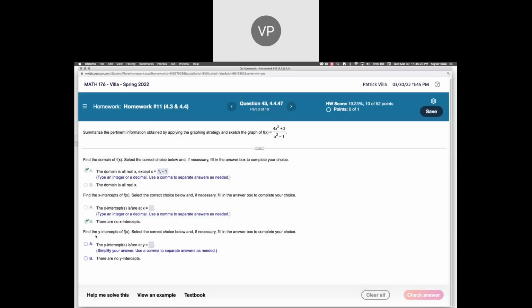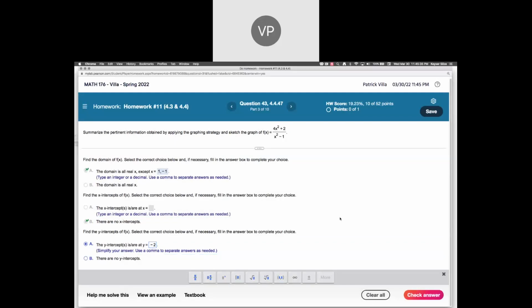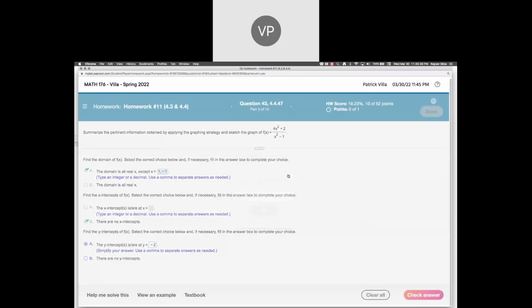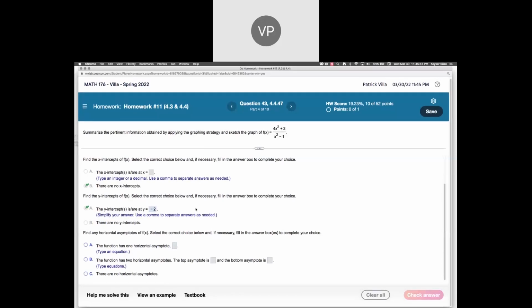Okay, to get the y-intercepts, you find f of 0, and it looks like I get 2 over negative 1, so it's going to be y equals negative 2. I don't expect you to do them this fast, believe me. I want you to go through the work. I'm just reminding you how to do them.